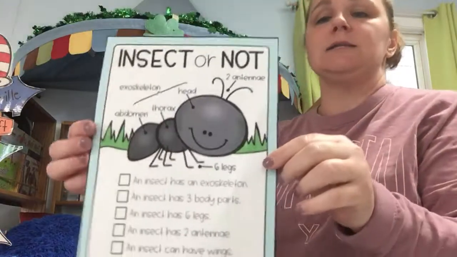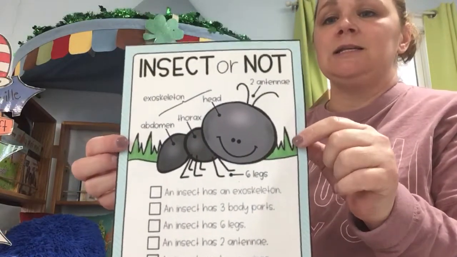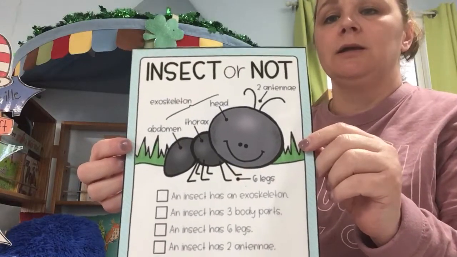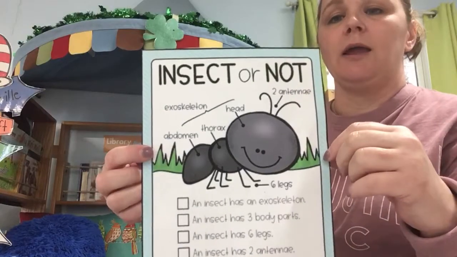But this week, I just want you guys to learn what an insect is and what an insect is not, okay? It's an insect if it has 6 legs and 3 body parts, along with their little antennas on the top of their head.